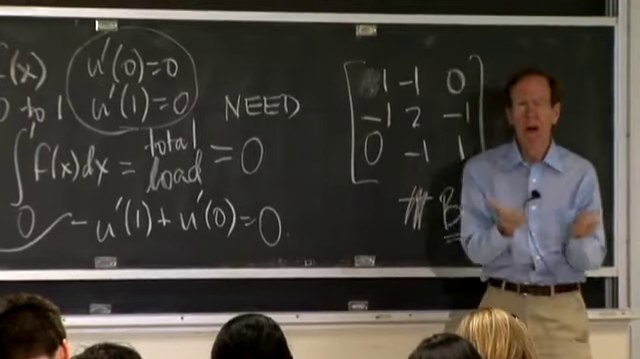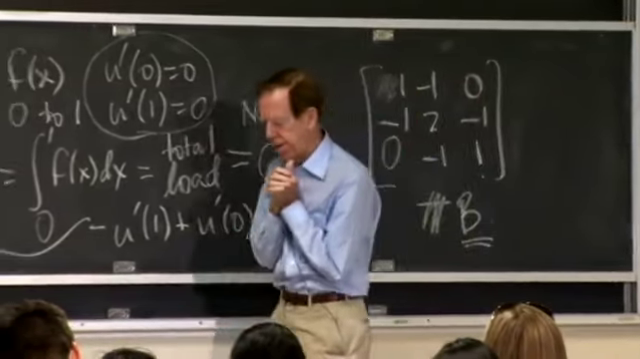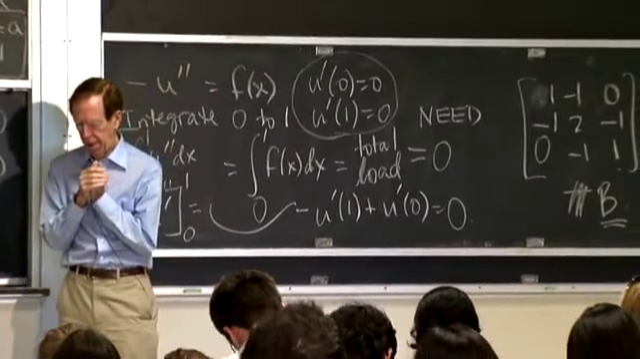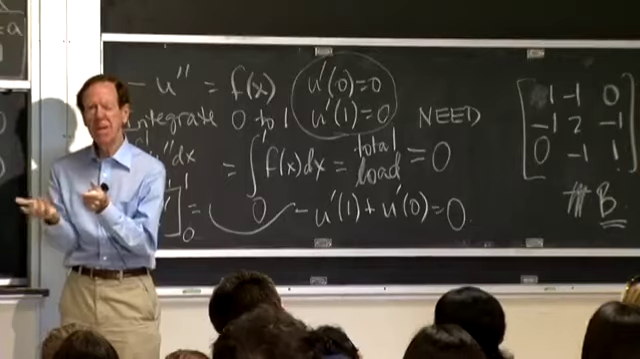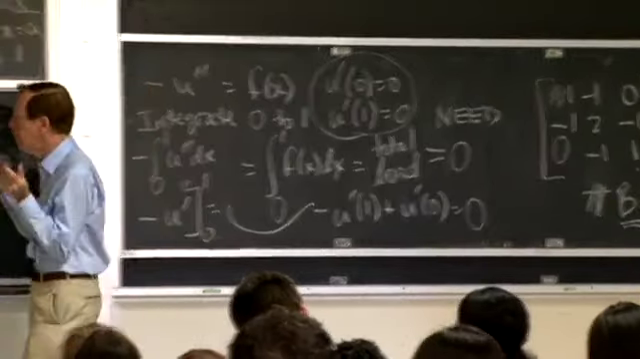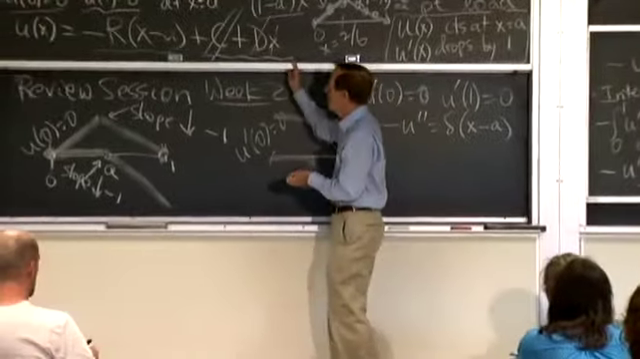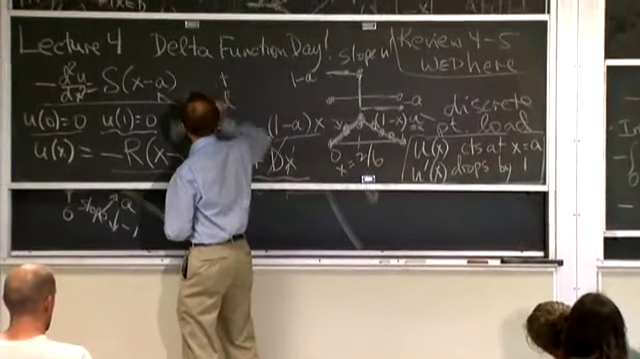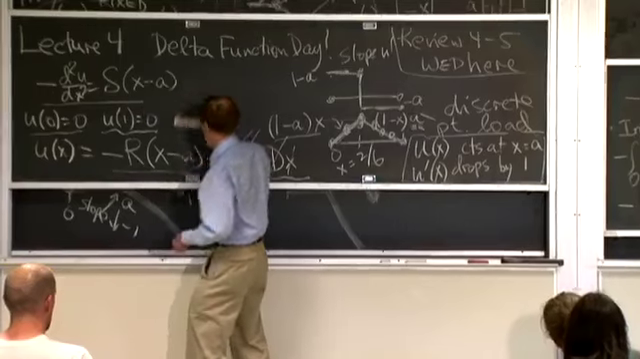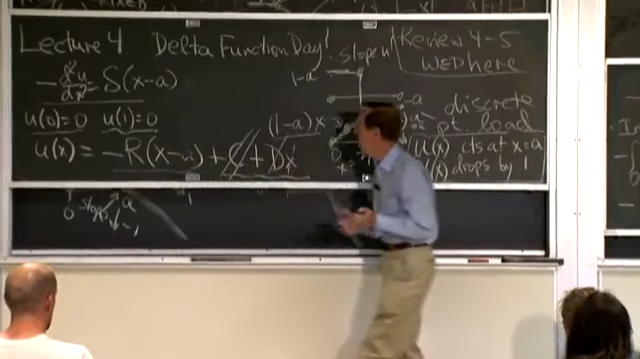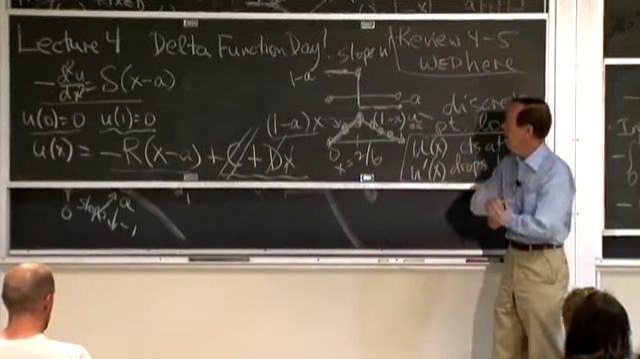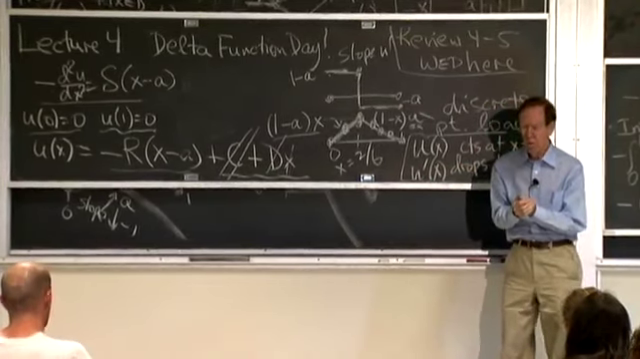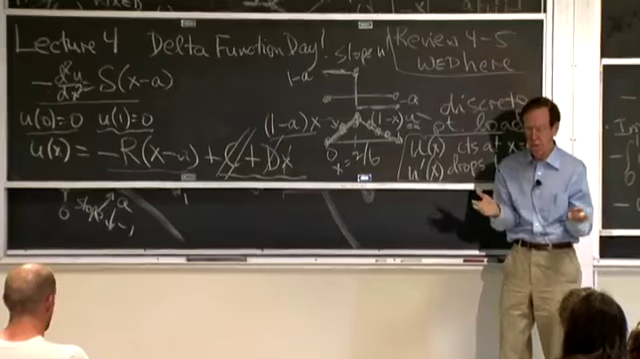So tell me a load that we could handle. A load we could handle. So the integral has to be 0. So suppose my load has a delta function at A. Well, that integral is 1. So can you fix that to change that load or do something, maybe put on another load to get a total load of 0?